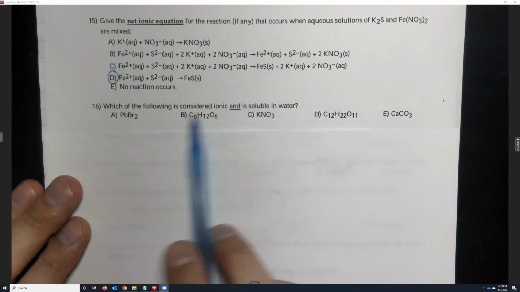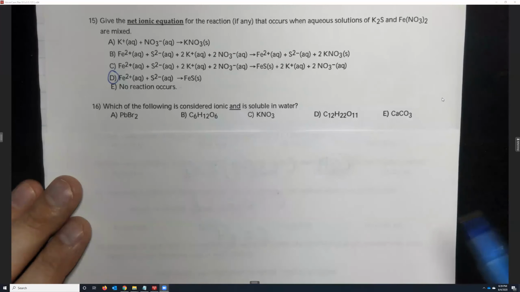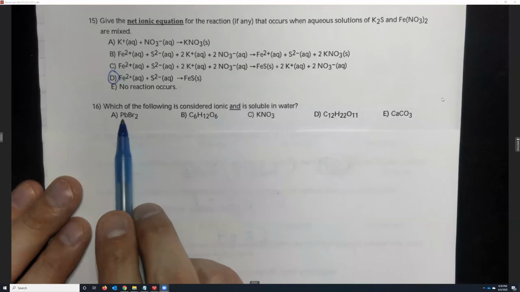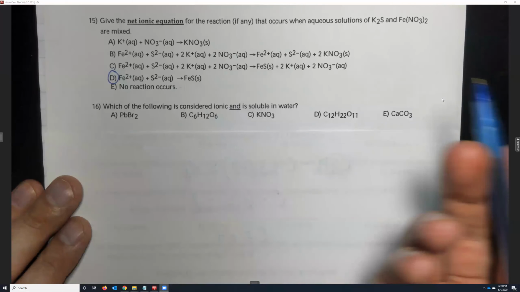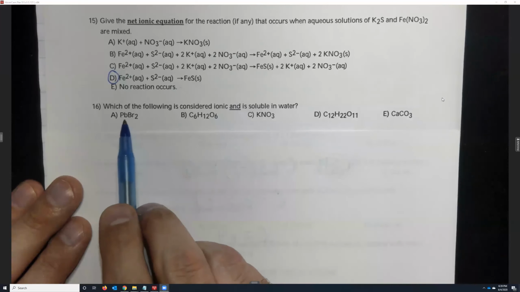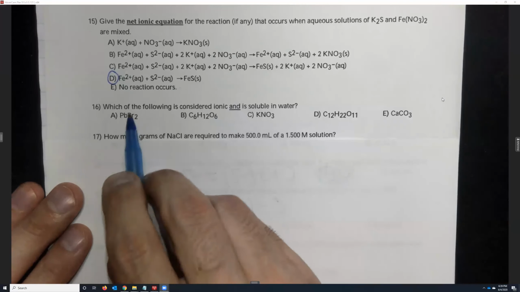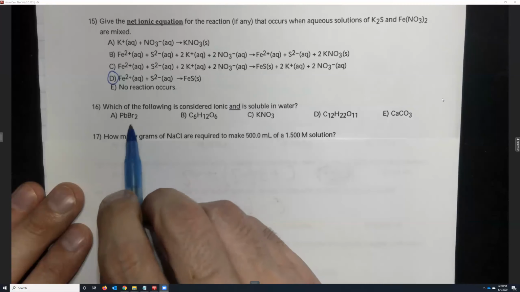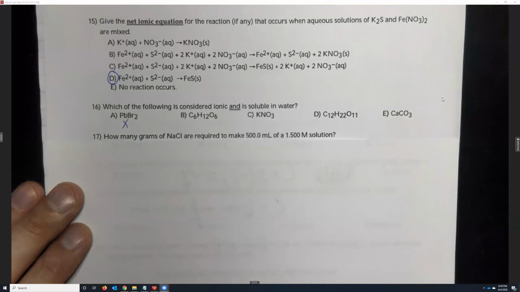It said, which of the following is considered ionic and is soluble in water? PbBr2 is definitely ionic. How do I know? It has a metal. If you see a metal, it's definitely an ionic compound, unless it's by itself. If it was just Pb, then it'd just be an atom. It wouldn't be a compound. But anyway, this is an ionic compound, but it's not soluble. Halides, including chlorine, bromine, and iodine, are generally soluble, but lead is an exception. So this one is ionic, but it's insoluble.